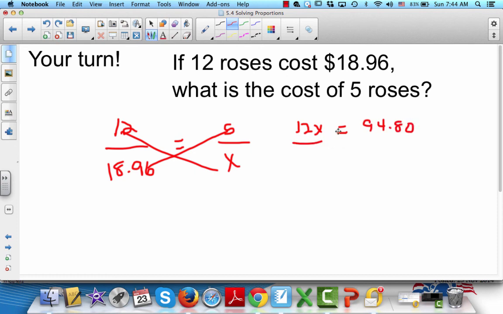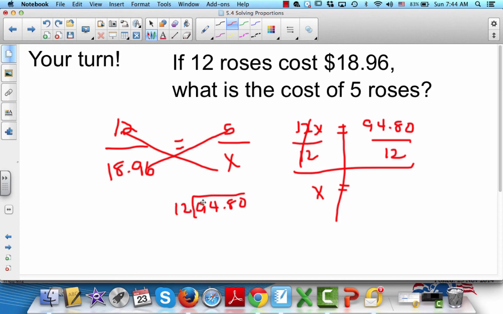And then we divide both sides by 12. That cancels out, and we're left with 9480 divided by 12. That goes 7 times, which gives us 84, and then 108. That goes 9 times, 108, and then it goes 0 times, so $7.90. So the cost of 5 roses would be $7.90.